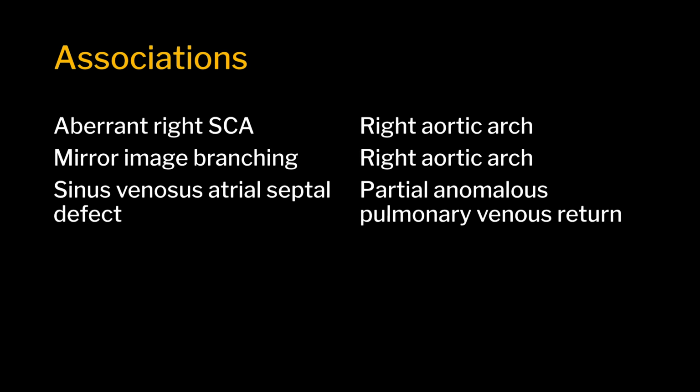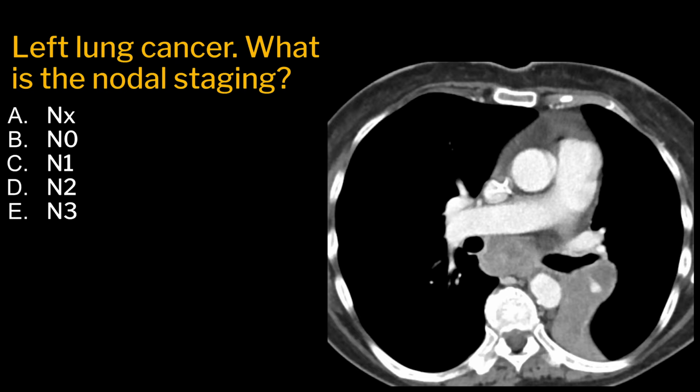Question 9. So this was two questions. The first one was a left lung cancer. What is the nodal staging? So what we have here is a cancer in the left lung. I didn't show you where, but you have a lymph node here, and then you also have a subcarinal lymph node. So really the question was getting at what is a subcarinal lymph node classified as?